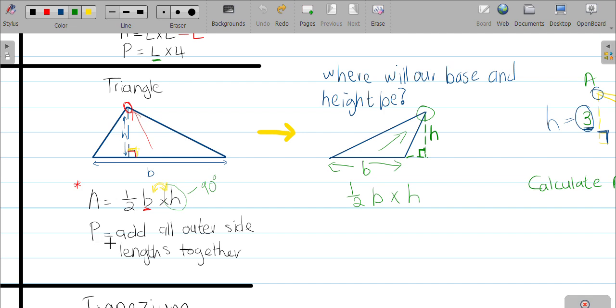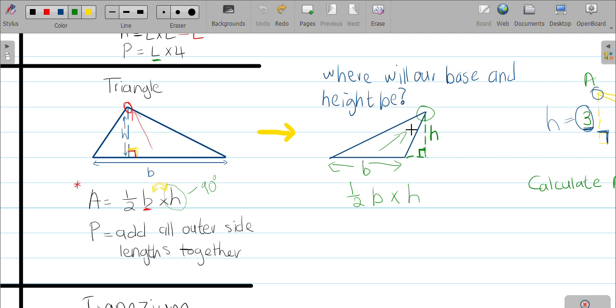Okay, and then the perimeter is simply adding all outer side lengths together again. Then this one I just asked, where will our base and our height be? In this case, guys, I chose this to be my base. Remember, you can choose any side to be your base, but the height must be the correct height. So there is actually only one base that you can choose over here because the height is perpendicular over here. So I chose this to be my base.